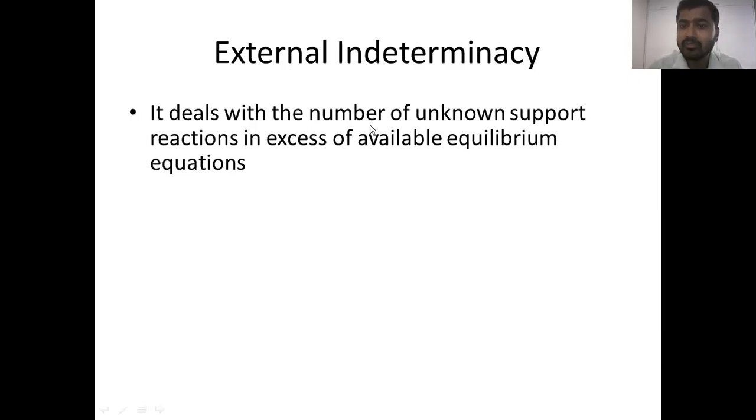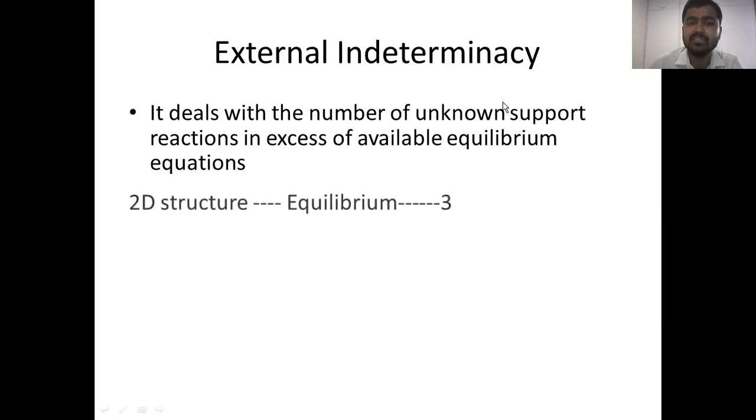In excess of available equilibrium equations. I have only 3 equilibrium equations, but the support reactions, if you see, I have 4 or 5 reactions, then that type of structure we call external indeterminacy.